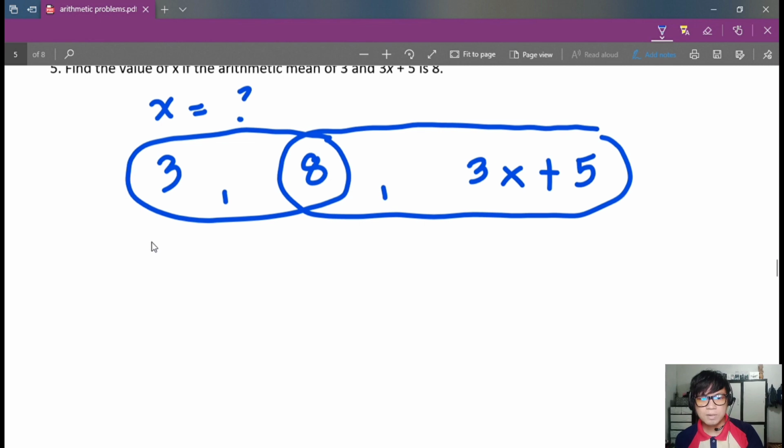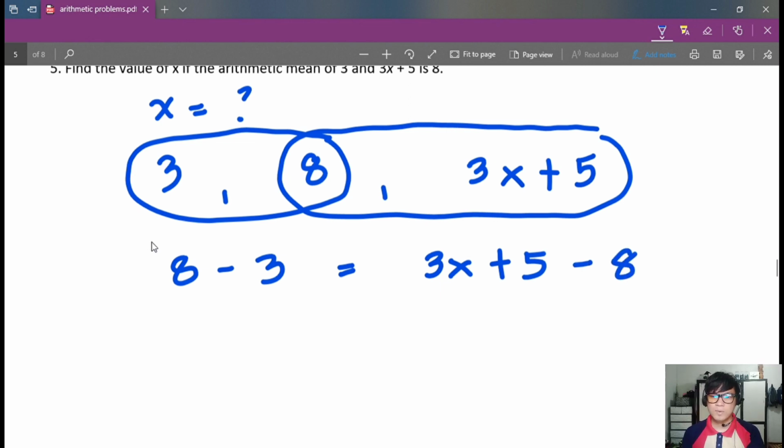So, equals na. So, ang gagawin natin, we'll have an equation. So, a minus 3, ito yung first, is equal to 3x plus 5 minus 8. So, wala nang parenthesis dito kasi isa lang man siya na term. Unlike yung kanina, dalawa-dalawa, kailangan kasing i-distributive property natin of multiplication.